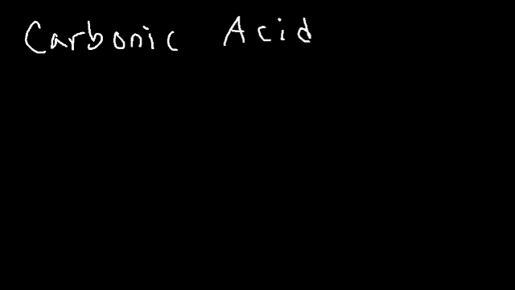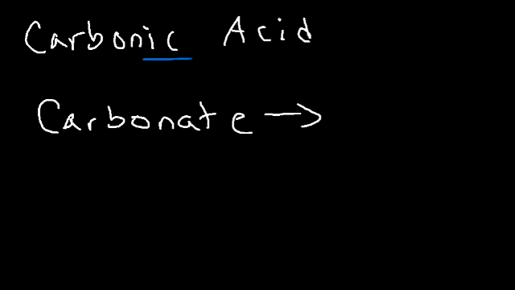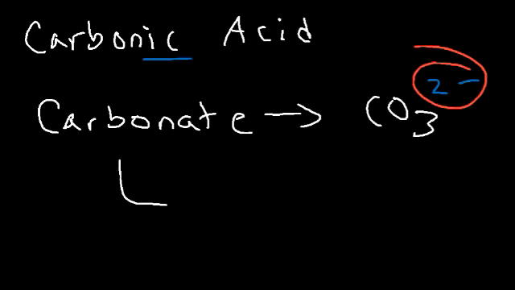Let's try another one. Carbonic acid. We don't have the prefix hydro, so it's associated with a polyatomic ion. So let's replace ic with ate. So we need to write the polyatomic ion carbonate. Carbonate is CO3 2-. And since it has a -2 charge, we've got to add 2 hydrogens to it. So the formula for carbonic acid is H2CO3.